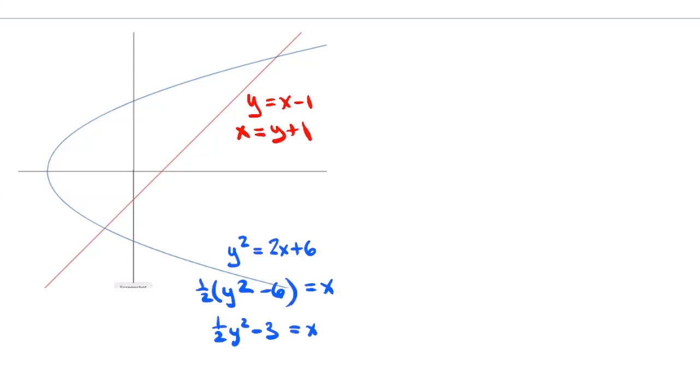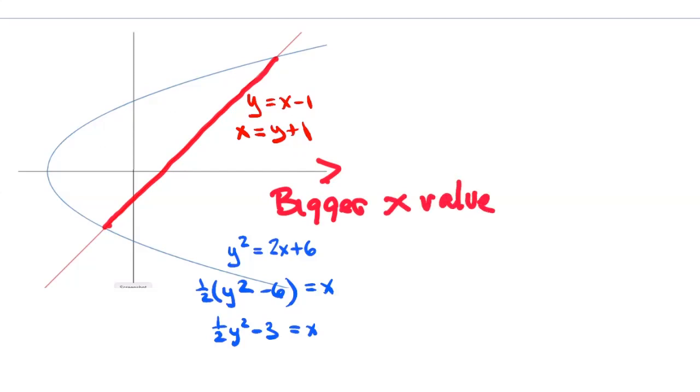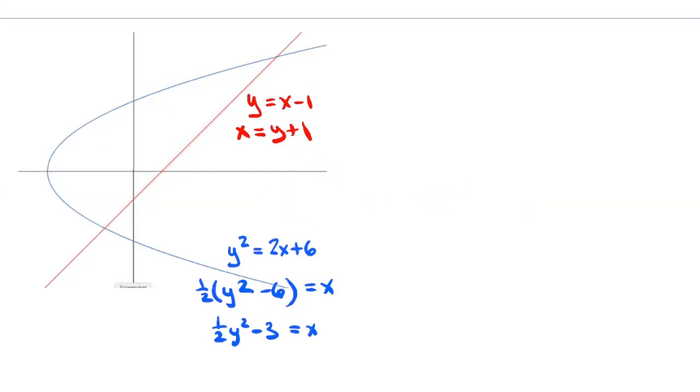And in our region, the region that we're trying to calculate, throughout that entire thing, we have one function on top. It's the line, because when you're looking at x as a function of y, on top means to the right, because those are bigger x values. You have bigger x values to the right of this thing. So that's why that's the top function. And throughout the entire region, this x equals 1/2 y squared minus 3 bounds it on the bottom.